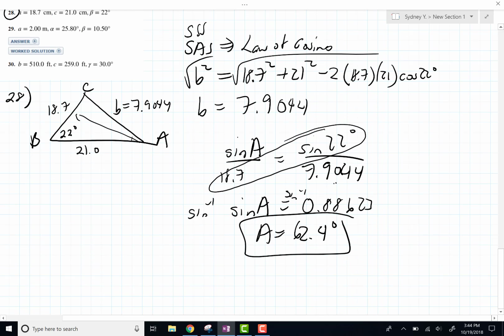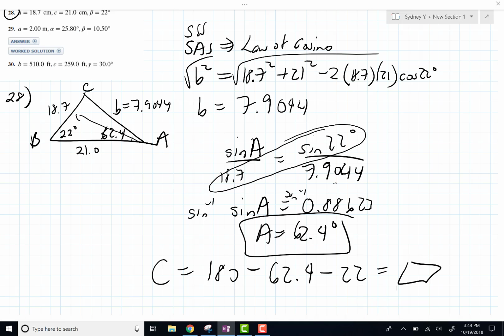And then the last angle, you can always just find if this is 62.4, then C is just 180 minus the other two guys. So 180 minus 62.4 minus 22, and you'll get something. Cool.